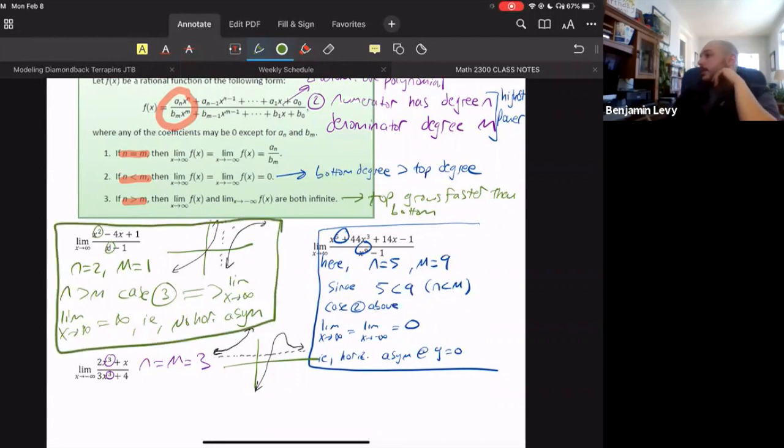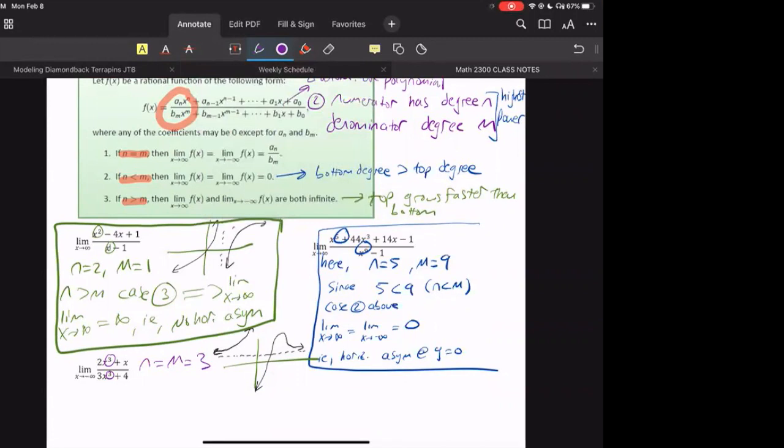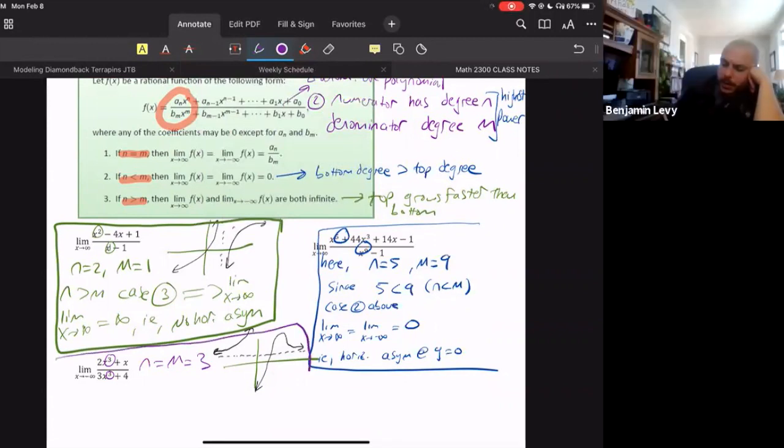Well, third case. You there, Jorge? What'd you get in that third one? Yeah, I'm here. What's going on in this one? We've got the numerator and the denominator both have the same degree. What case is that? Case 1. Yeah, so that's case 1. And what's that one tell us to do?